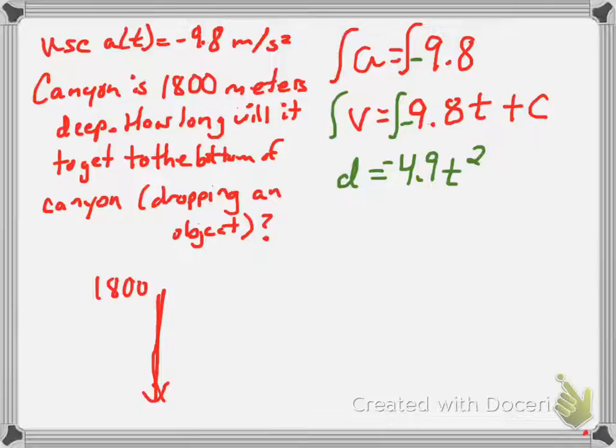The constant, we don't know what it is yet, but it was to the 0 power, now it's to the first power. You can divide by 1 if you want. Plus we have a new constant. So this is the formula for displacement. So now we need to plug in our information that we know.